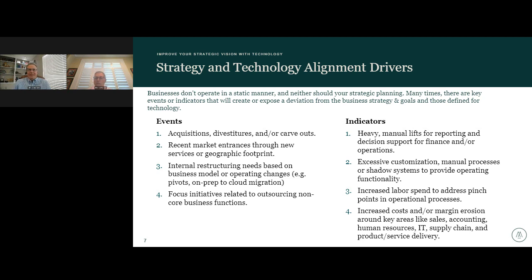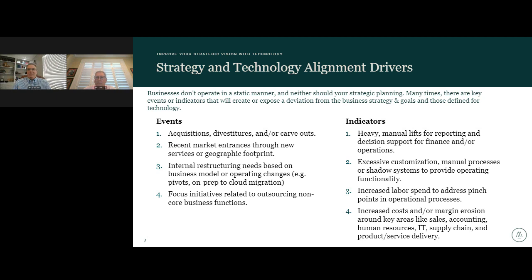Internal restructuring needs based on business model or operating changes. So the pivots I mentioned before, move to cloud migration from on-prem, and then focus initiatives related to outsourcing non-core business functions. We're seeing a lot of that now, where we've got 3PLs, co-packers, third-party manufacturers involved, and how well is the technology working with those third-party folks, and how securely is it working with those third-party folks?